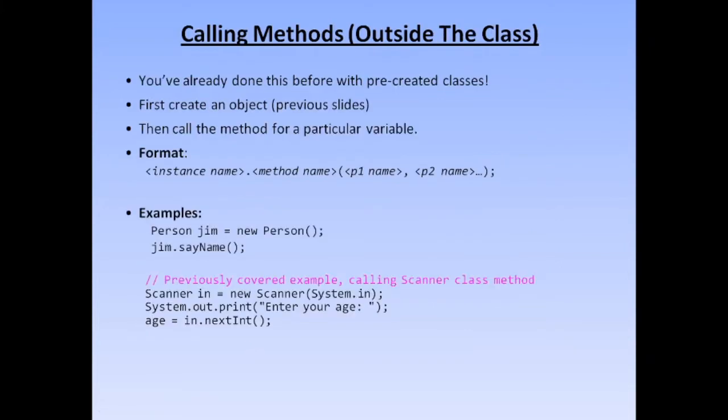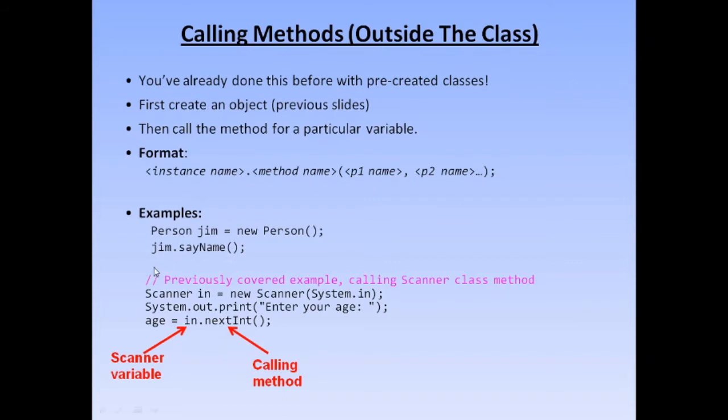Now if we want to call methods outside of a class, like the scanner, as you can see over here, for example Person Jim = new Person, Jim.sayName. This is the function that is called by the object of the class Person. Then Scanner in = new Scanner(System.in), System.out.print enter your age, and age is in.nextInt. So there is no problem whenever you want to call the method of an object in some different class, it can also be done.